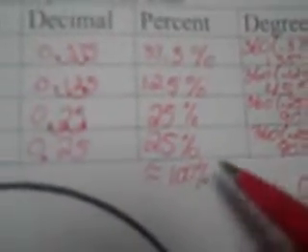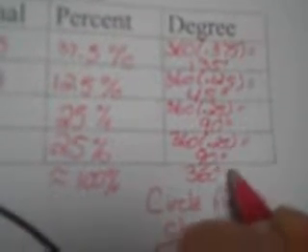Be sure to check all of your percents. You should get approximately 100% if you did it properly, which in this case it works out exact. And check all of your degrees. When you add up 135, 45, 90, and 90, you should get 360 degrees. This may not always work if you estimate, if you round too soon.